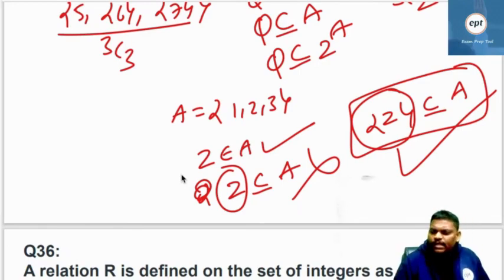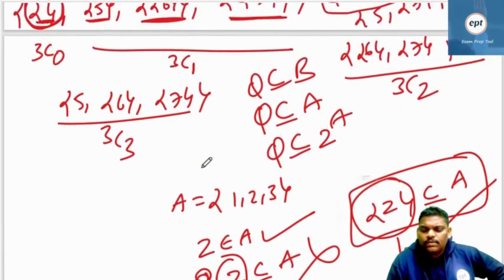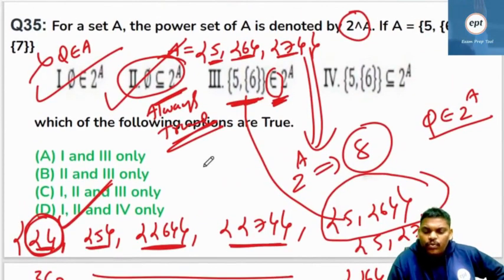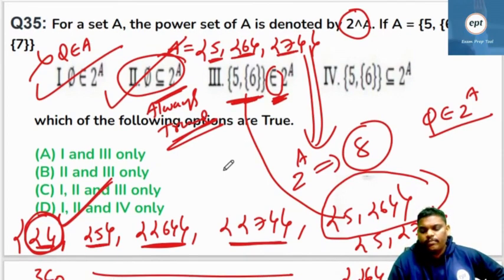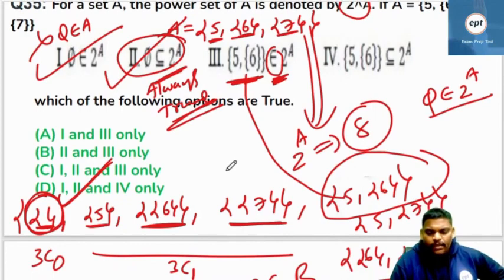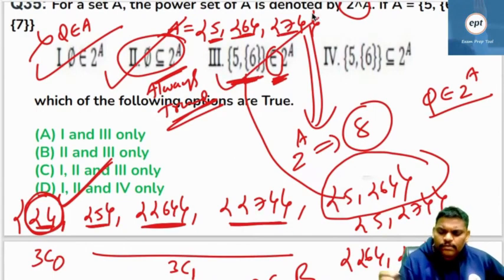This is checking the basics. If you are unable to give the answer for this, you don't know set theory. When you say subset, brackets are required. When you say element, no brackets are required. So finally, 1, 2, 3 are correct. So C.